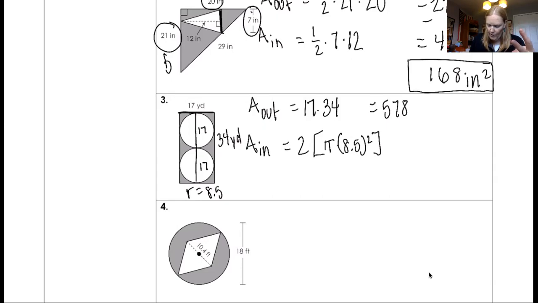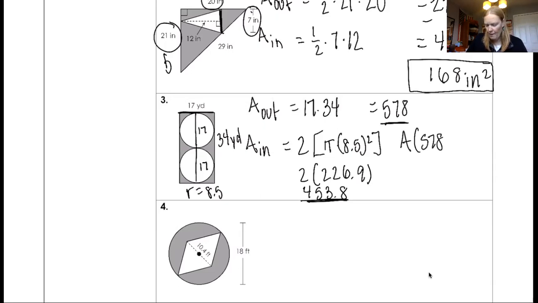So I'm going to get rid of that. And let's see, I'm going to do 2 times, and I'm going to type in 8.5 squared and then times 3.14, and I get 226.9. And then when I multiply those two together, I get 453.8. So my outside was 578, my inside was 453.8. So my area is going to be the outside minus the inside, and that gives me a total of 124.2 square yards.